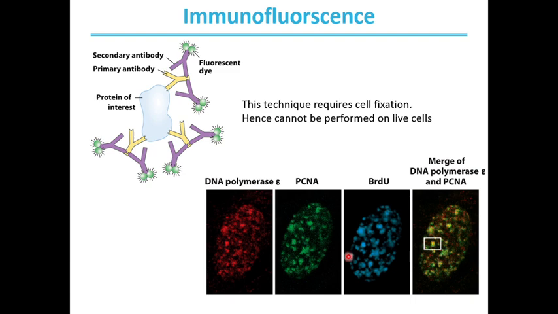Now, the pattern of staining shows that DNA polymerase and PCNA co-localize to regions of active DNA synthesis. And that is visible in this specific box here. And that's where the merge of the green, blue, and the red can be seen.